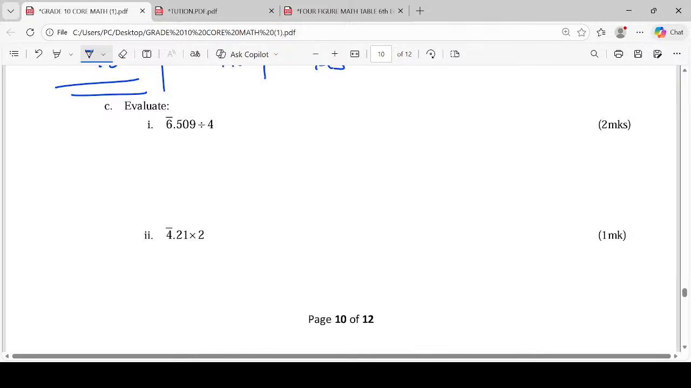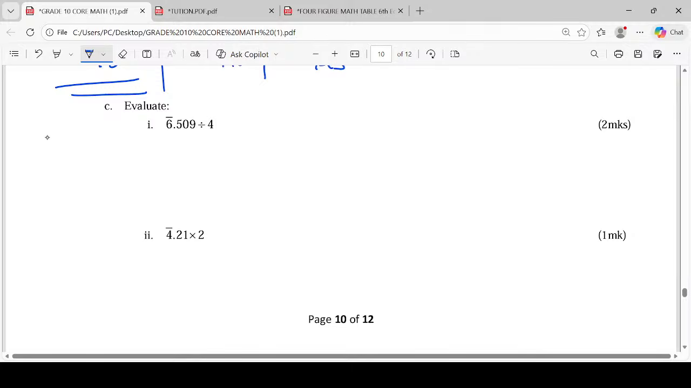First, you ignore that bar sign and read the number as 6. Then ask yourself, which number are you going to add to 6 to make it fully divisible by 4? I'm going to add 2. When I add 2 to 6, it will become 8. 8 divided by 4, it will be 2.